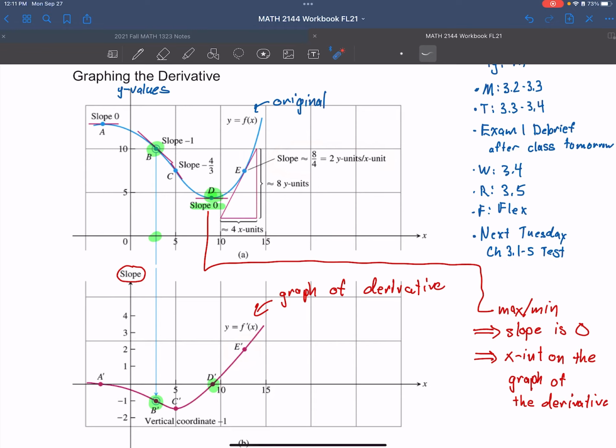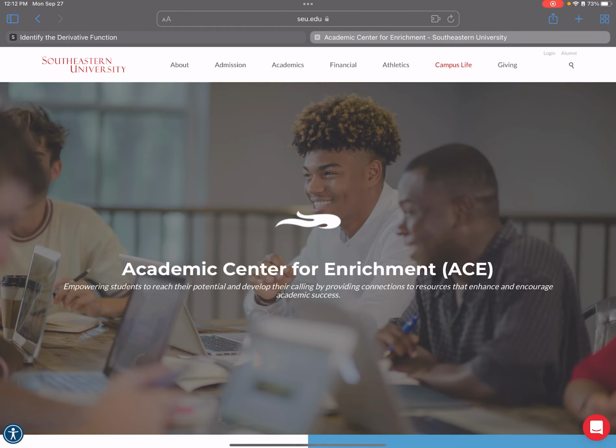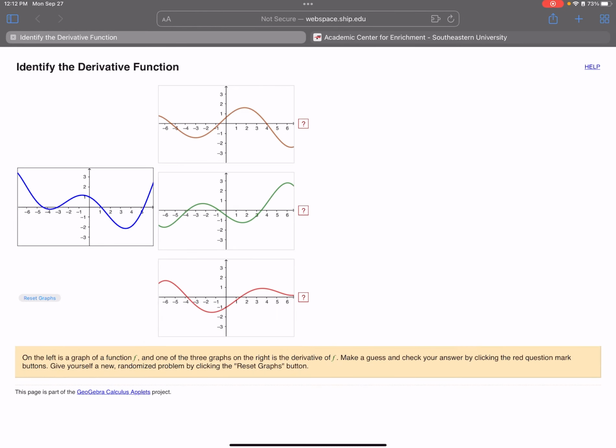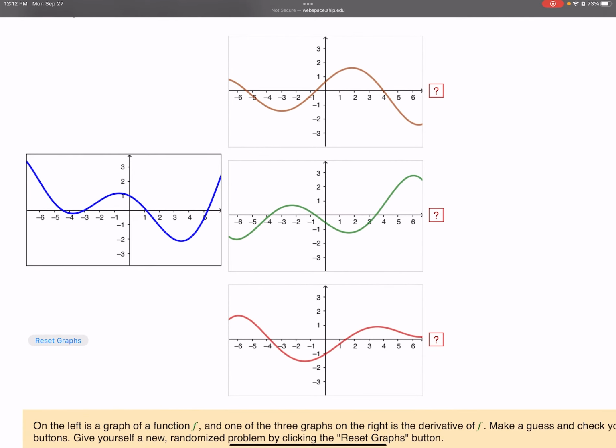So really, that's the basic idea. It's just looking at the graph, figuring out where it's increasing, decreasing, or where it's max or mins, and then considering the graph of the derivative. So let's look at a few examples. I hope the internet's working well enough to do this. If not, we'll try it out right here. Over here on the left side of the screen, I'm going to have to step away with the iPad because this is just a website. You can see it linked at the bottom of the page. If you look at the graph right here in blue, this is going to be the original function.